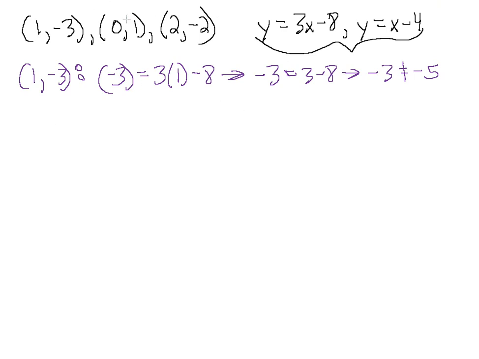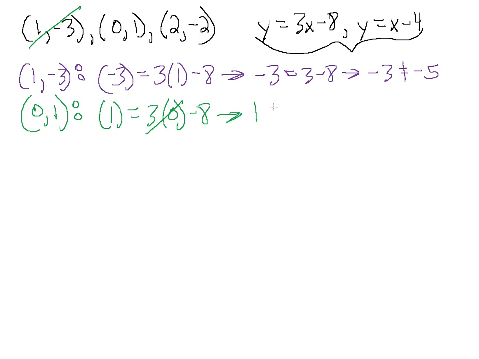All right, so let's try the next one. That one doesn't work, so we have (0, 1) for the next one. Let's go ahead and plug it into the first equation. So we have 1 for y equals 3 times x, which is 0, minus 8. 3 times 0 is 0. This isn't going to work out because we have 1 equals -8, and that's not a true statement. So we don't even need to try it in the second equation. It has to satisfy both of them. So (0, 1) does not work. It's not a solution to the system of equations.